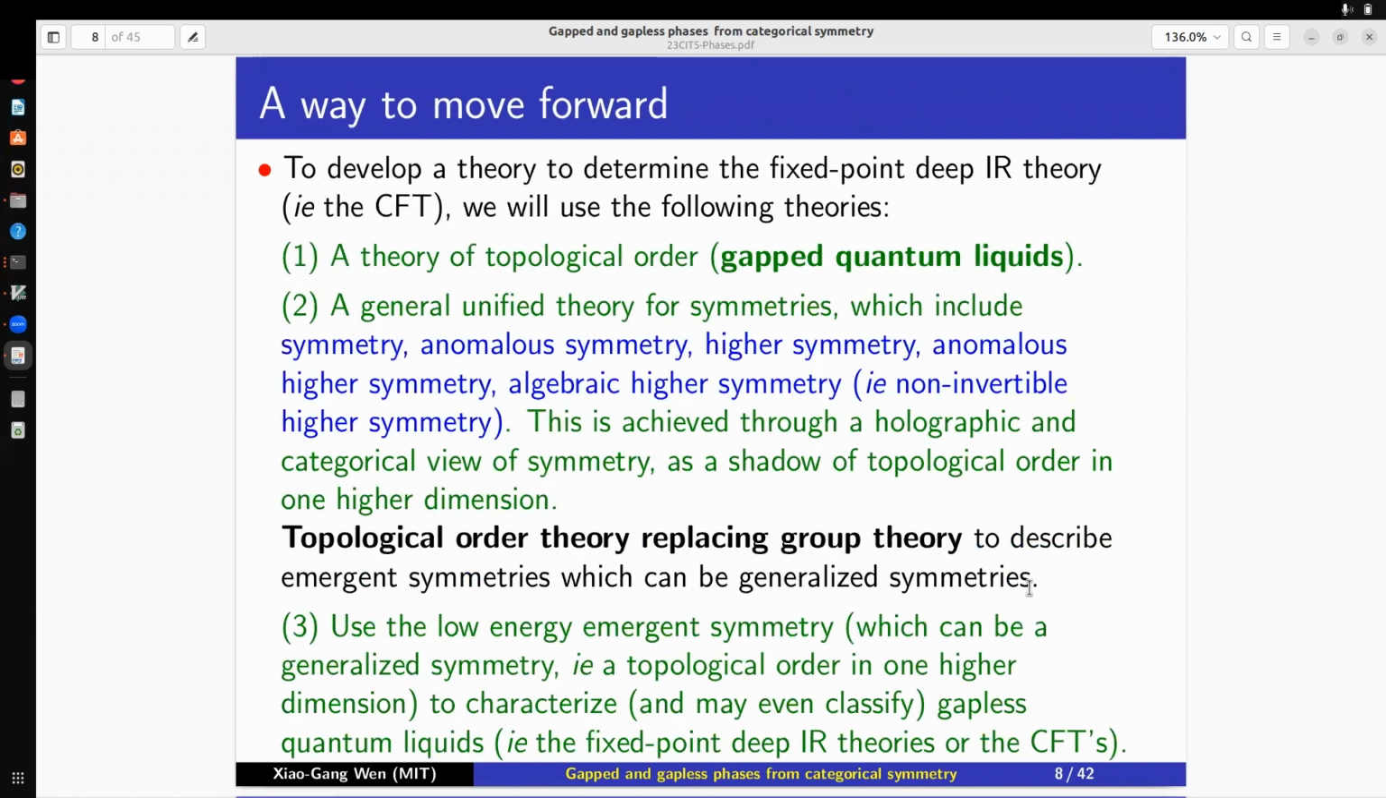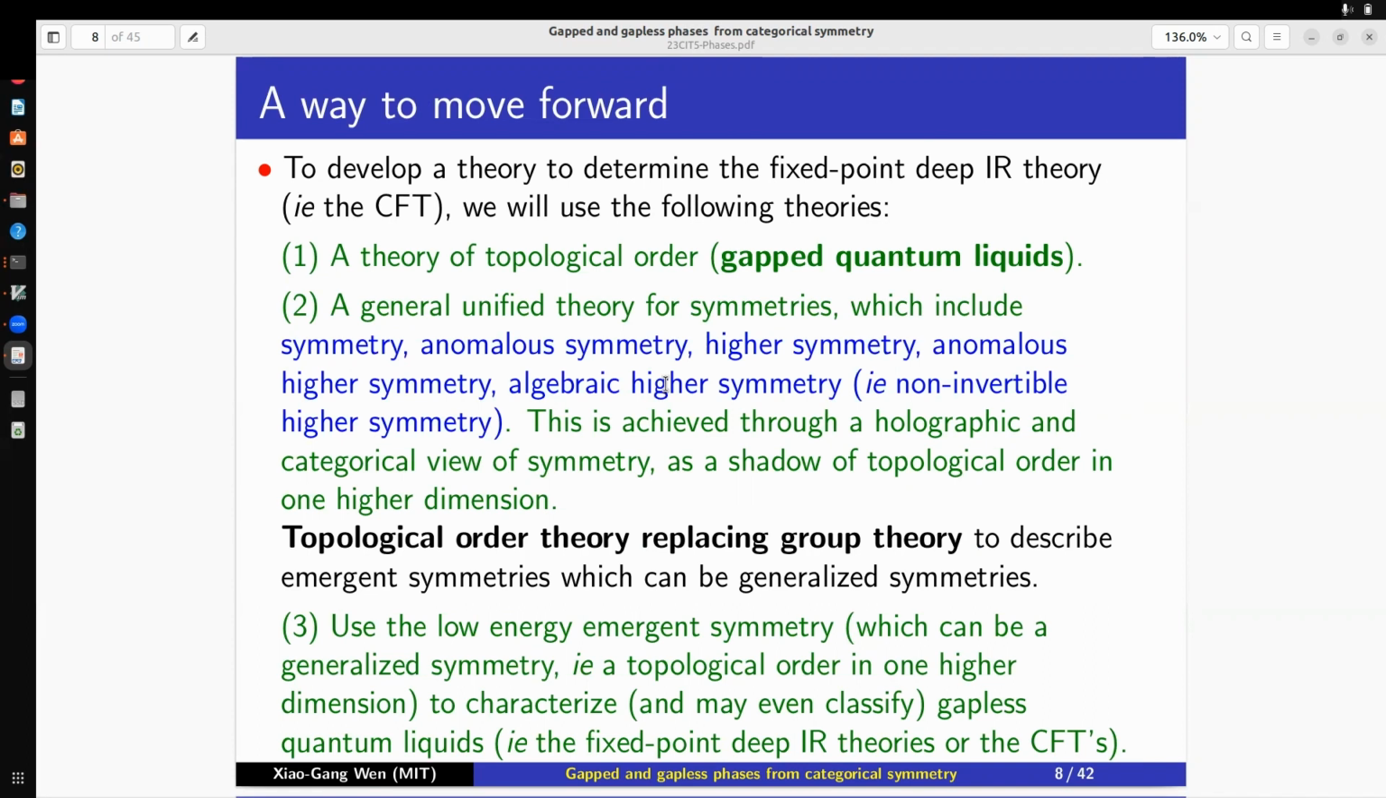Okay. So as I mentioned in my first lecture, here I'm repeating that. There are three steps to try to move forward to solve this problem. One is we need a theory of topological order. Second, we need a theory for emergent symmetry. This is the point, because once we study gapless states, it's very hard to start. We don't know where to start.